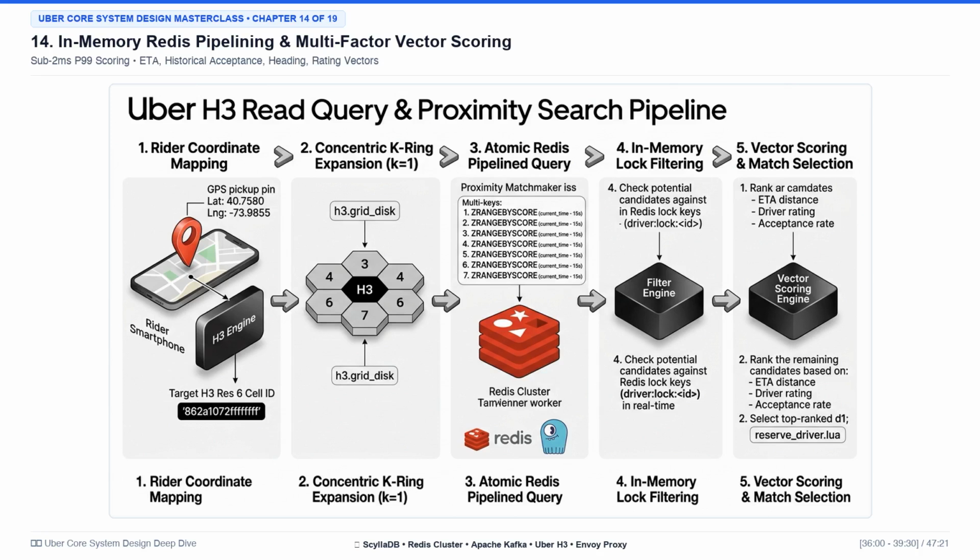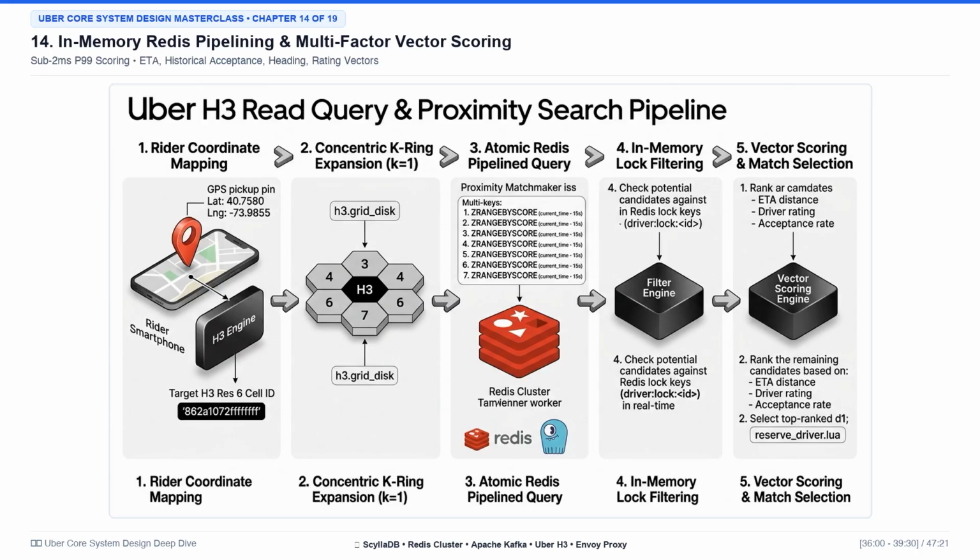Once the vector scoring algorithm has identified the top-ranked driver, the system has to offer them the trip. But it doesn't just broadcast the offer to the top 5 drivers at once, hoping someone takes it. It doesn't want them fighting over it. Right. It executes a sequential protocol. It asks the absolute best driver first. But while it's asking that driver, it has to make sure no one else in the system steals them.